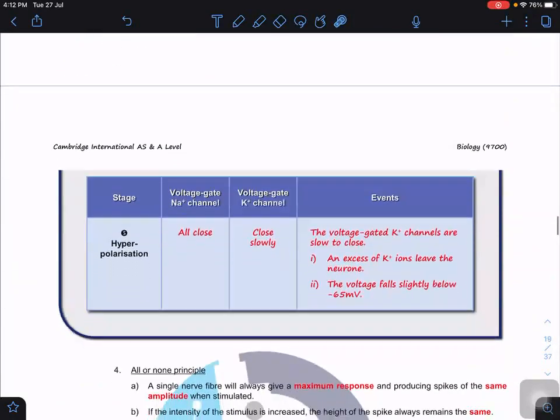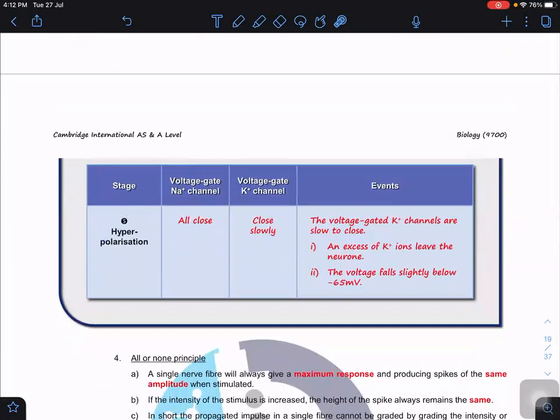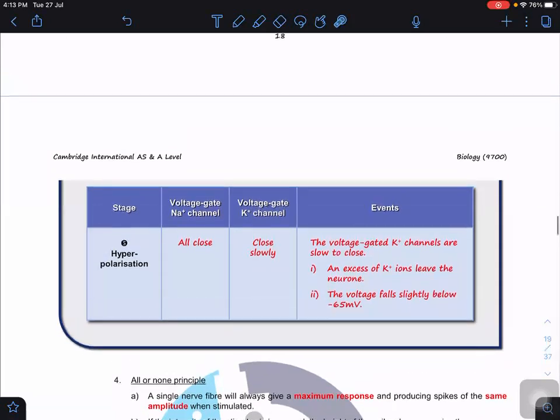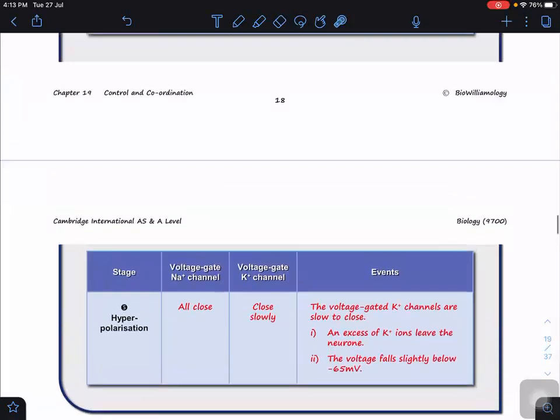And then what happens next is we have the hyperpolarization. Again, the voltage gated sodium ion channels remain closed, but the voltage gated potassium ion channels close slowly. When they close slowly, an excess of K plus ions leaves the neurons. Therefore, you can see that the membrane potential falls slightly below -65 millivolts, and we term it hyperpolarization. Okay. Any questions so far?